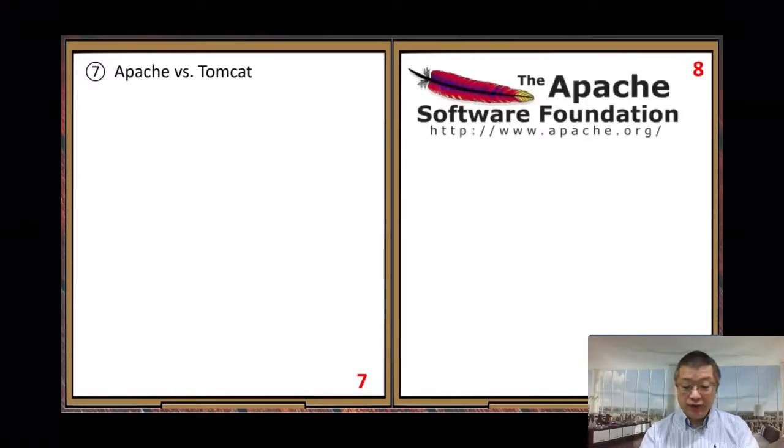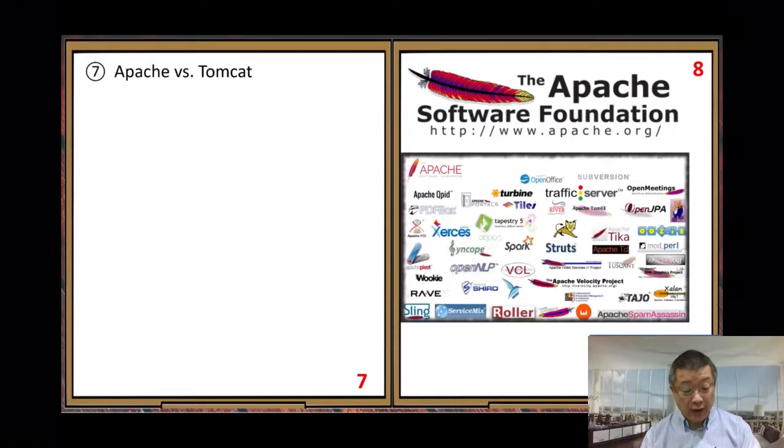They are different servers. First, let me just introduce the Apache Software Foundation. It is an open software foundation. Big community, very big community. So there are a large number of projects developed under that umbrella. So you can see here some of the important projects under the Apache umbrella.